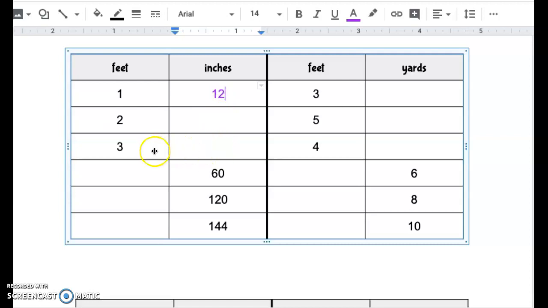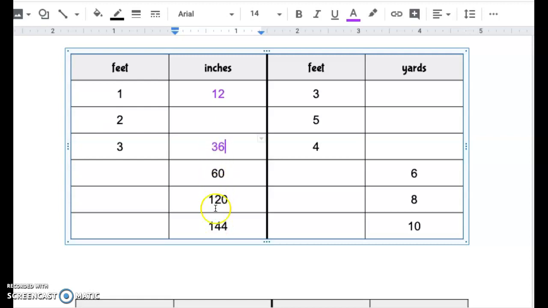Let's go down and maybe try this one. 3 feet is how many inches? Well, I can picture that. 3 rulers side by side. If there's 12 in each one, I'm doing 3 times 12. And the answer, you got it, 36.